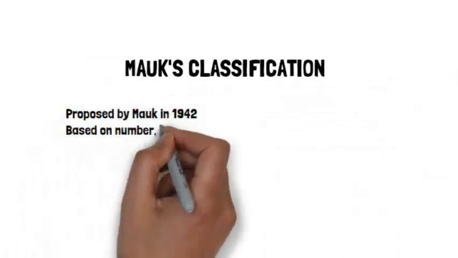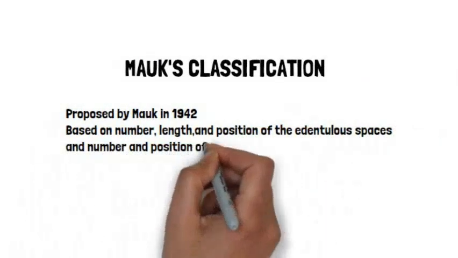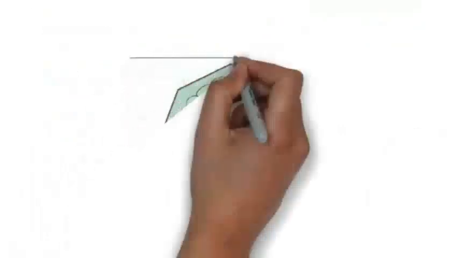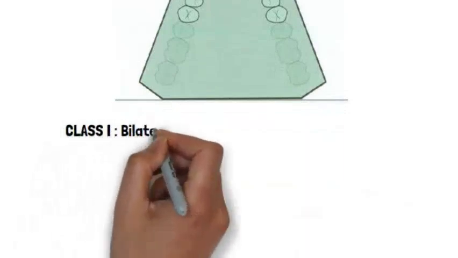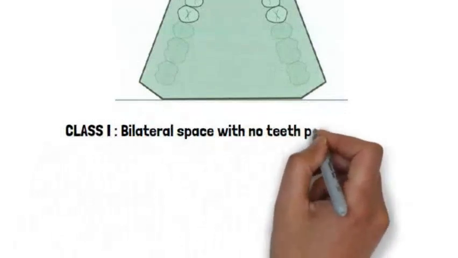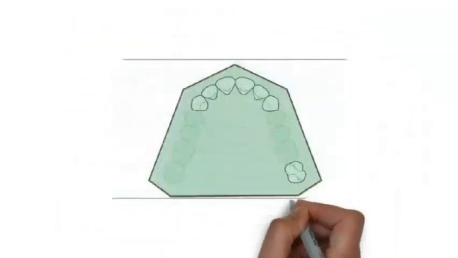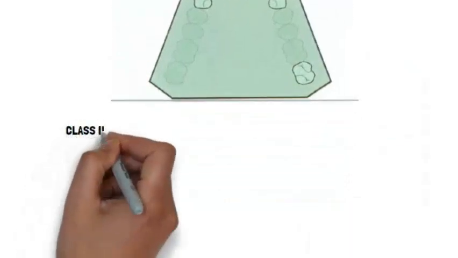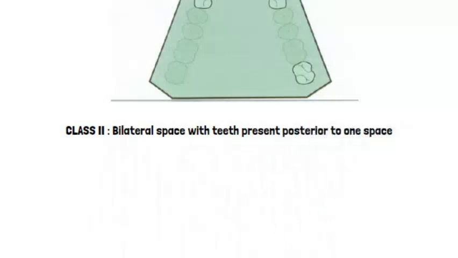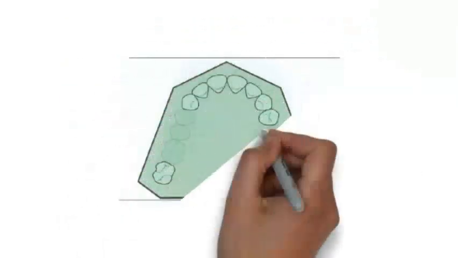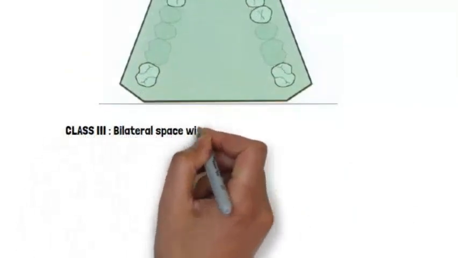Mock's classification, proposed by Mock in 1942, based on the number and position of edentulous spaces and the number and position of the remaining teeth. Class 1, bilateral space with no teeth posterior to it. Class 2, bilateral space with teeth present posterior to one space. Class 3, bilateral space with teeth present posteriorly to both spaces.